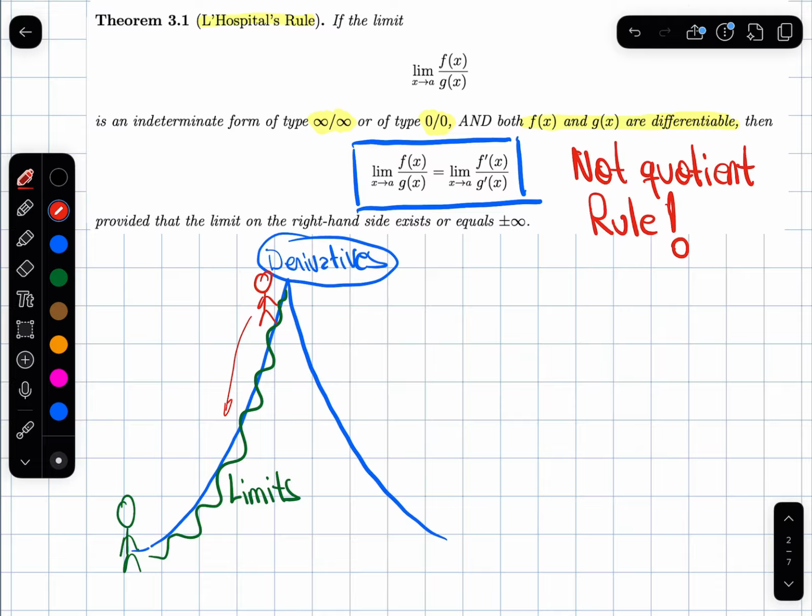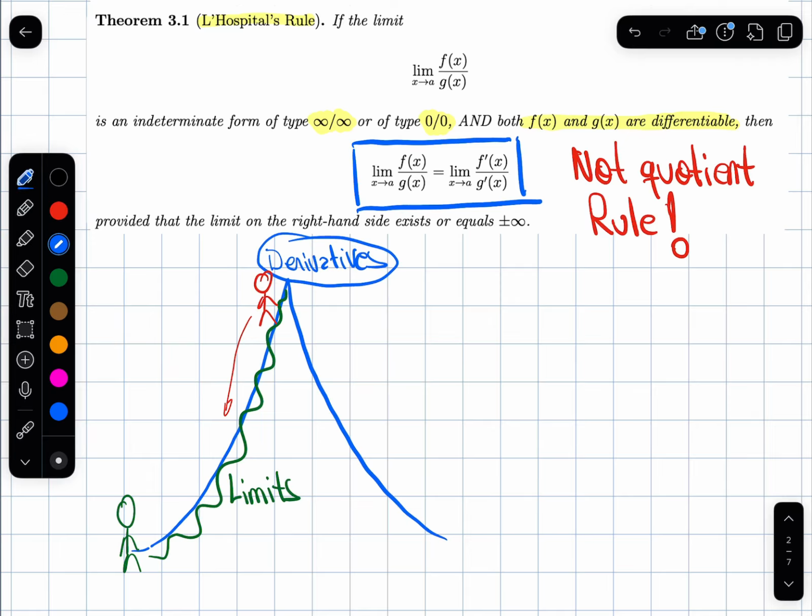By being at the top of the peak, I have a better view of the path that I took to get there. And I can see, I could have done this differently. I could have taken this path, or gone around this tree, or over this small hill or something. And now we're using derivatives to solve limits, okay? Which is, I think, something that helps students understand that you're not using the quotient rule.